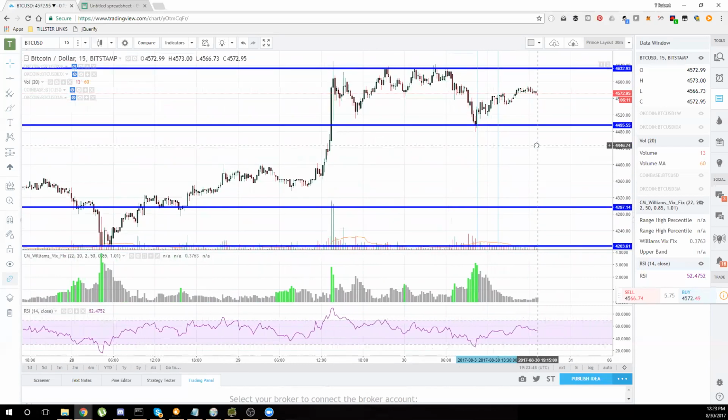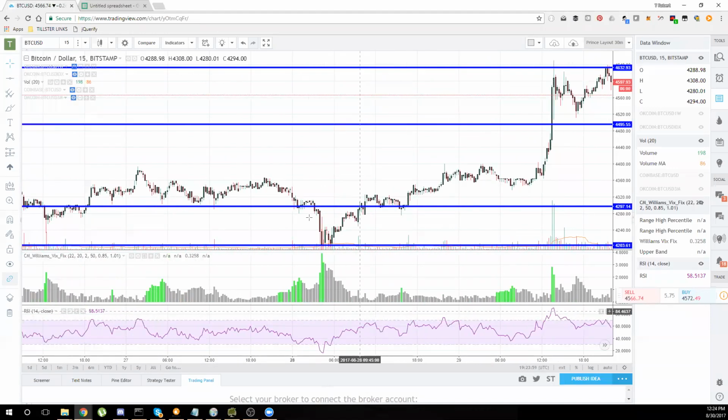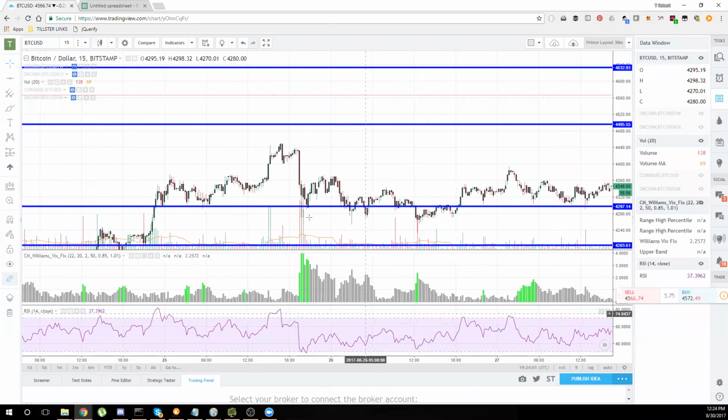The RSI is a really strong indicator when we're going up and up and up that we are overbought, and it's a really strong indicator when we're going down and down and down that we are oversold.